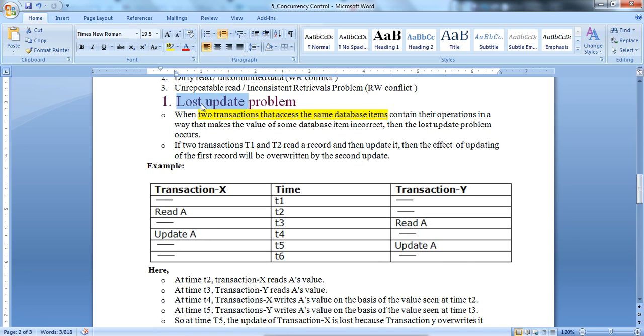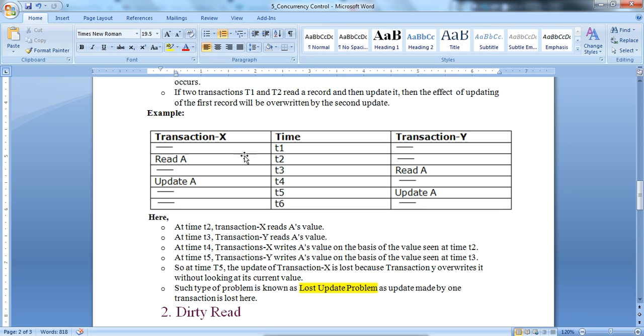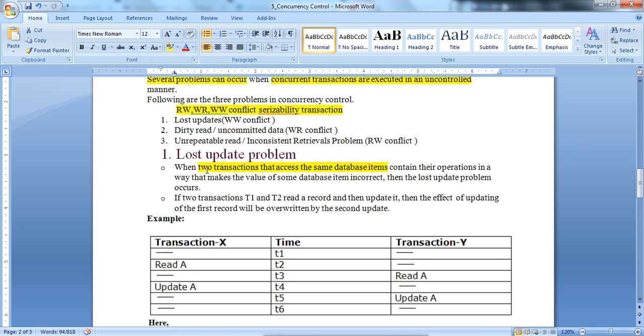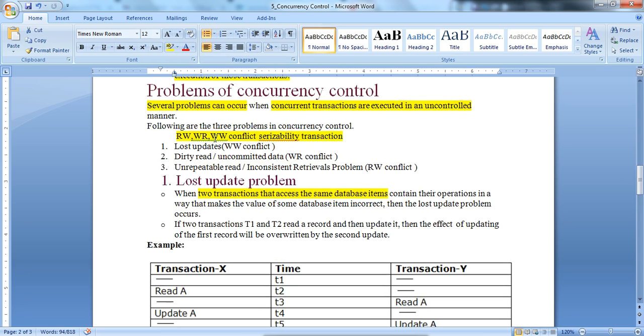That is called the lost update problem. Now this is simply the explanation about this process. You can read it. Now this is called the lost update problem. This type of problem is controlled by the concurrency control process.